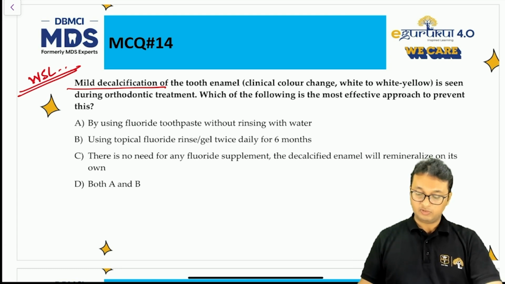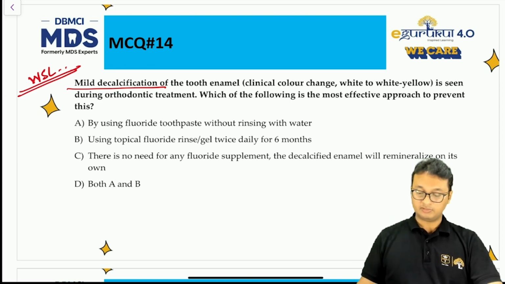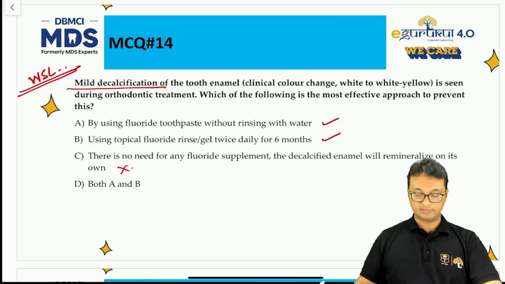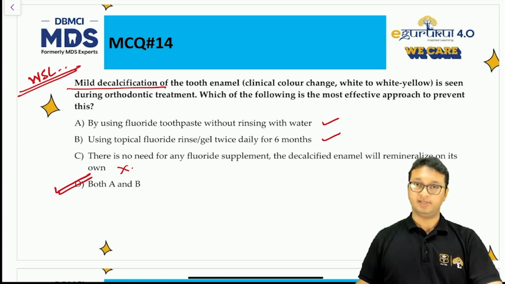By using fluoride toothpaste without rinsing with water, using topical fluoride gel or rinse twice daily for 6 months. Third is, there is no need for any fluoride supplement. The decalcified enamel will remineralize on its own. Well, this is not the right answer. Option A and option B both are right answers. So option D will be the correct answer in this particular case.